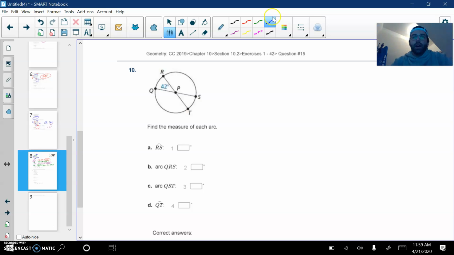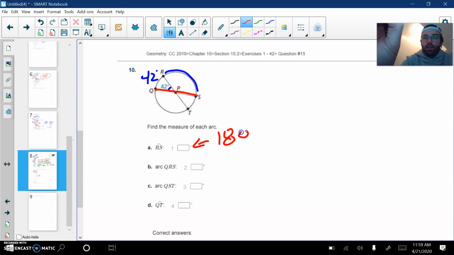All right. So find the measure of RS. I know that here is RS, right? If this is 42, then this is 42. It looks to me that this is the center of my circle. How can I tell? Hopefully on the actual problem it tells you that P is the center of our circle, meaning that this is a diameter. That makes 180 degrees. Then RS is going to be 180 minus 42 to give me 138 degrees.